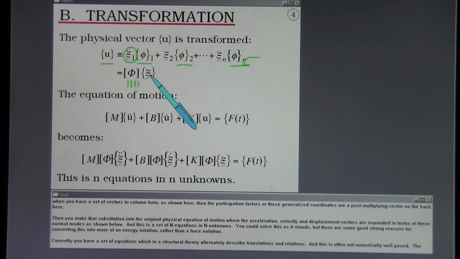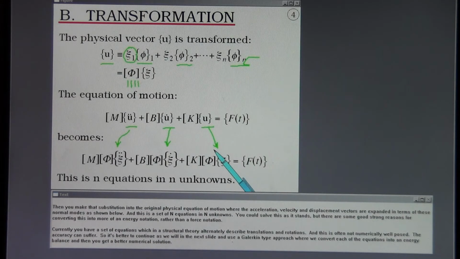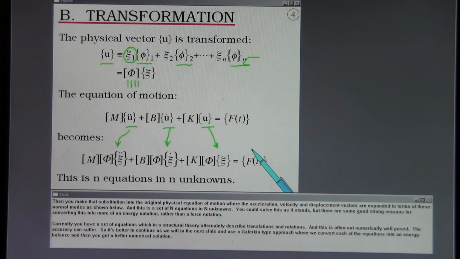Then you make that substitution into the original physical equation of motion where the acceleration, velocity, and displacement vectors are expanded in terms of these normal modes as shown below. And this is a set of n equations and n unknowns. You could solve this as it stands, but there are some good, strong reasons for converting this into more of an energy notation rather than a force notation. Currently you have a set of equations which in a structural theory alternately describe translations and rotations. And this is often not numerically well posed. The accuracy can suffer. So it's better to continue, as we will in the next slide, and use a Galerkin type approach where we convert each of the equations into an energy balance, and then you get a better numerical solution.